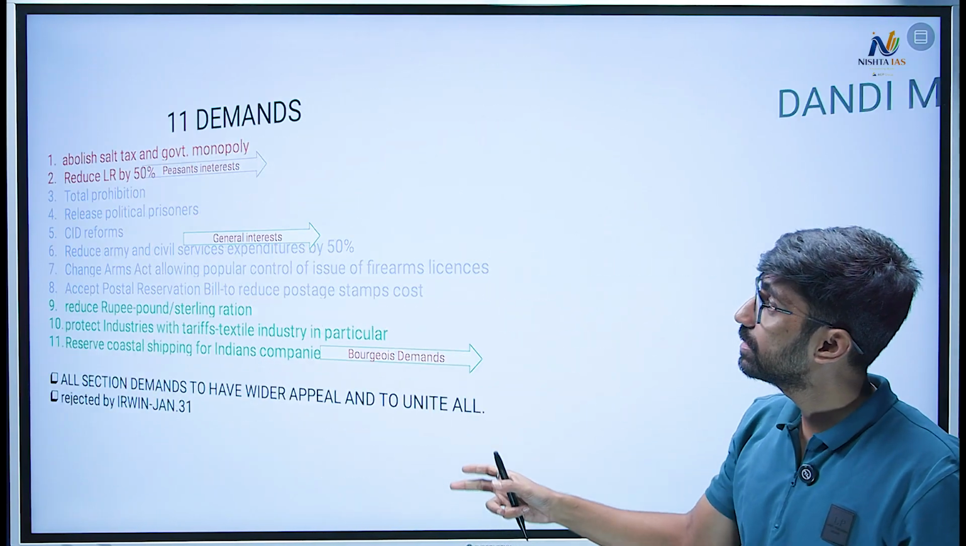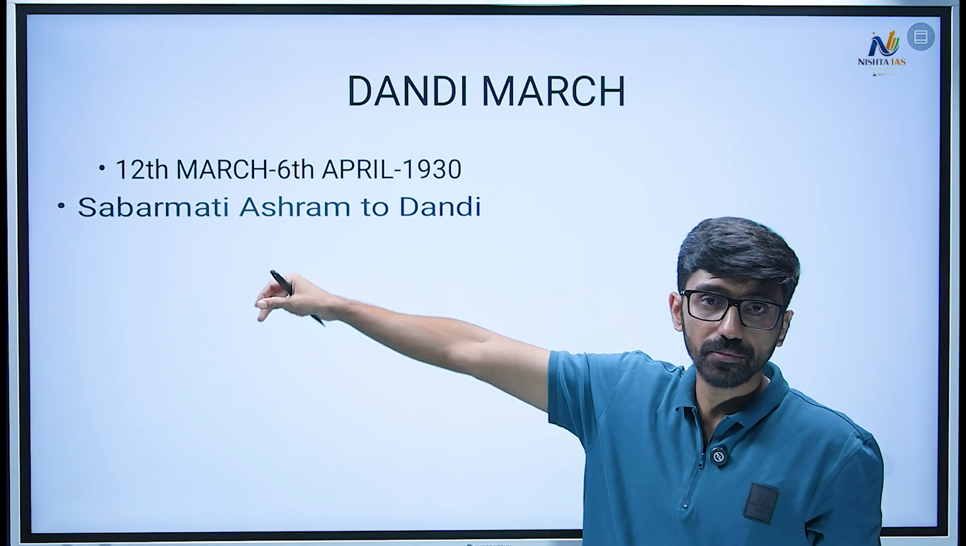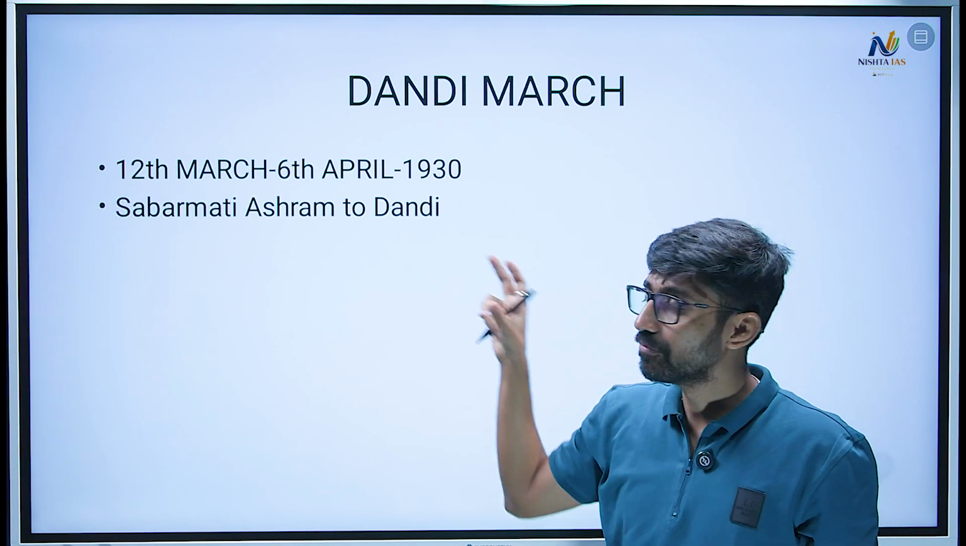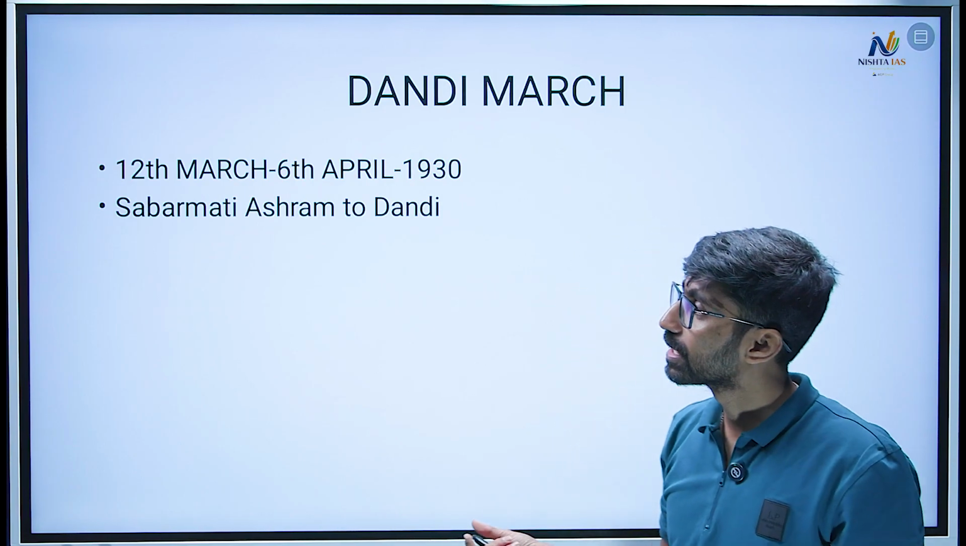Now, rejected by Irwin, the Dandi March took place, 12th March to 6th April 1930, from Sabarmati Ashram to Dandi. That is where he violated the law. The salt law he violated. That is when he said sedition has become a religion.